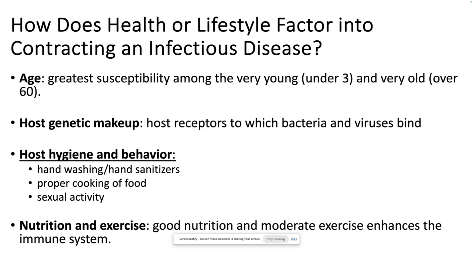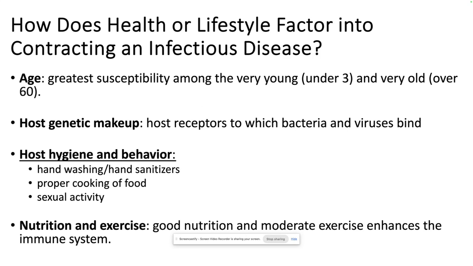Okay, so what we don't talk about a lot until we get into microbiology is that there's different health and lifestyle factors that are going to contribute to whether you get a disease or not. Okay, the first factor is going to be age. Children underneath the age of 3 and the elderly that are over 60 are going to have the greatest susceptibility, so they're going to be more likely to catch a disease.